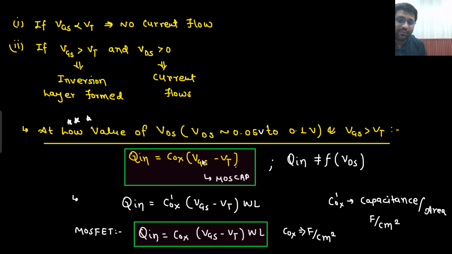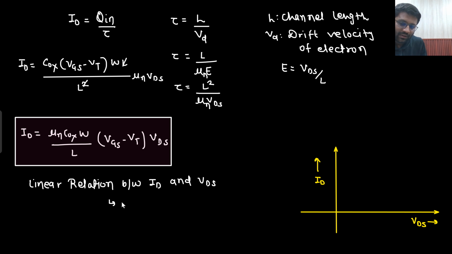Vds is low means Vds is not affecting the inversion charge. So for low value of Vds, you are getting a linear relation like this. Till the low value of Vds, we have seen the ID versus Vds plot: mu n COX W by L, Vgs minus Vt, into Vds. This equation you don't need to remember, but you have seen how we are deriving the equation. Which expression you need to remember, that I will tell you.